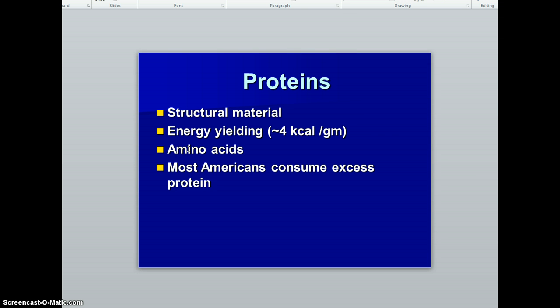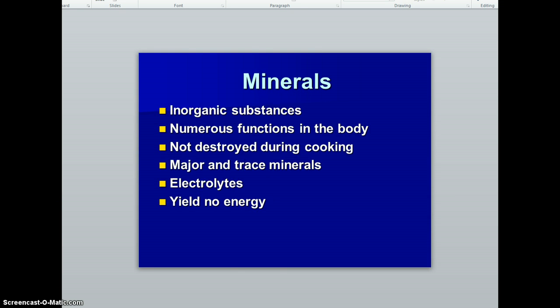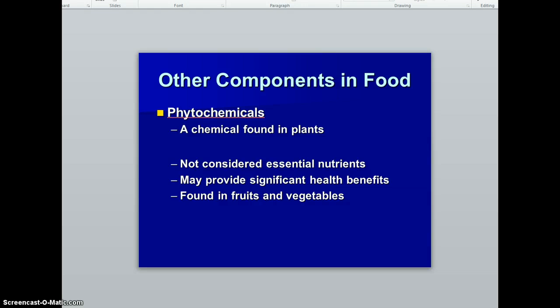Proteins provide a lot of the structural material to build and repair. They're a source of what we call amino acids. Most Americans get more than adequate protein, especially lots of protein from animal sources, which isn't always the best source of protein. Vitamins and minerals are both micronutrients because we need those in smaller amounts. And then we also consider water a nutrient.